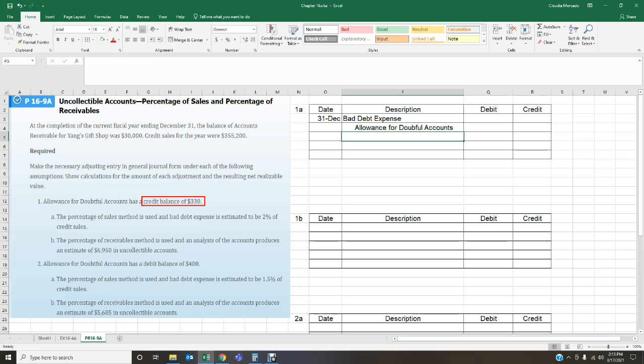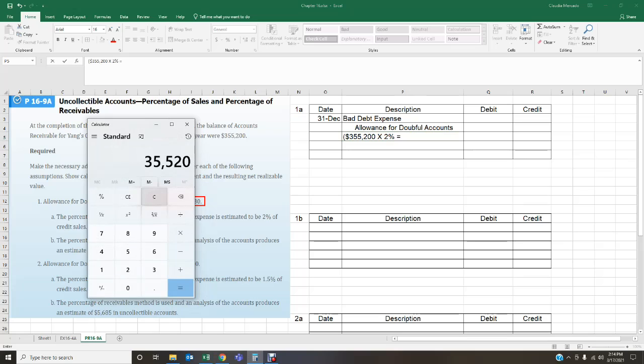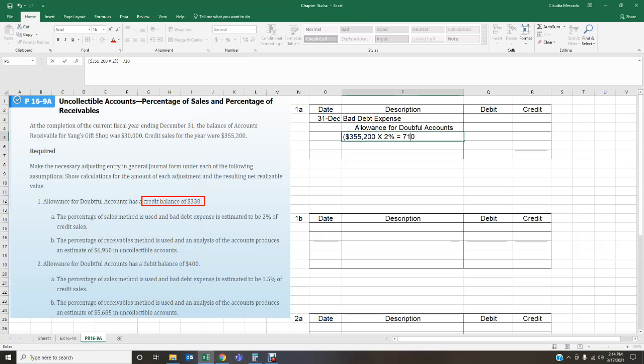Now the question is how much? We need to calculate the amount based on the information provided. We debit bad debt expense, we credit the allowance for doubtful accounts, and it's 2% of credit sales. The amount of my credit sales, according to the problem, was $355,200, and we assume that 2% are going to be uncollectible. 355,200 times 2% gives me 7,104. So according to our calculations, $7,104 are not going to be collected using the percentage of sales method. Out of your credit sales, 2% are not going to be collected, and that equals 7,104.